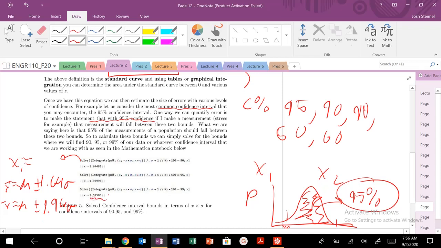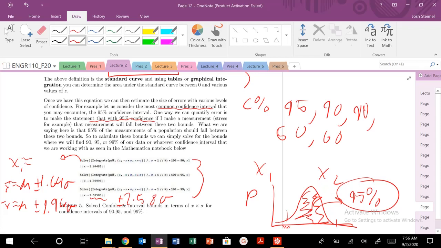And you can see for 99%, it's 2.578, plus or minus that for sigma. You can calculate any arbitrary confidence interval mathematically, it's just integrating. So you can solve problems like this.